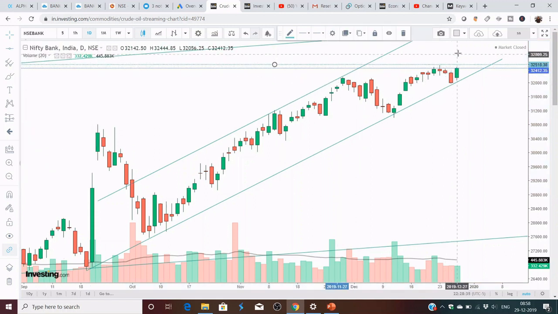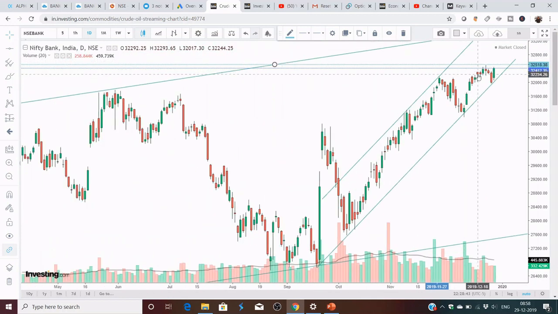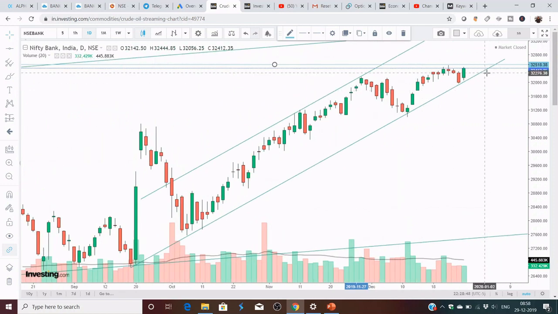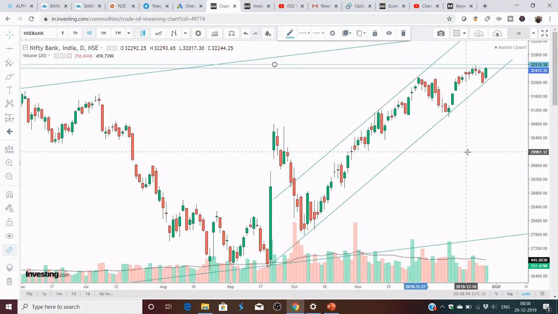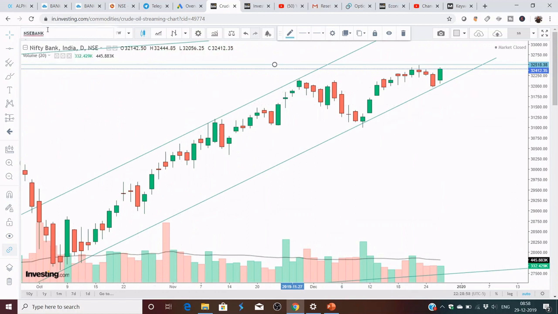So let's draw a horizontal line here. This breakout will be very critical for us. Maybe on Monday this can happen. This level is to be watched. And this level, which is very critical, is 32,000. So the 32,000 level is also very critical for a downward breakdown.